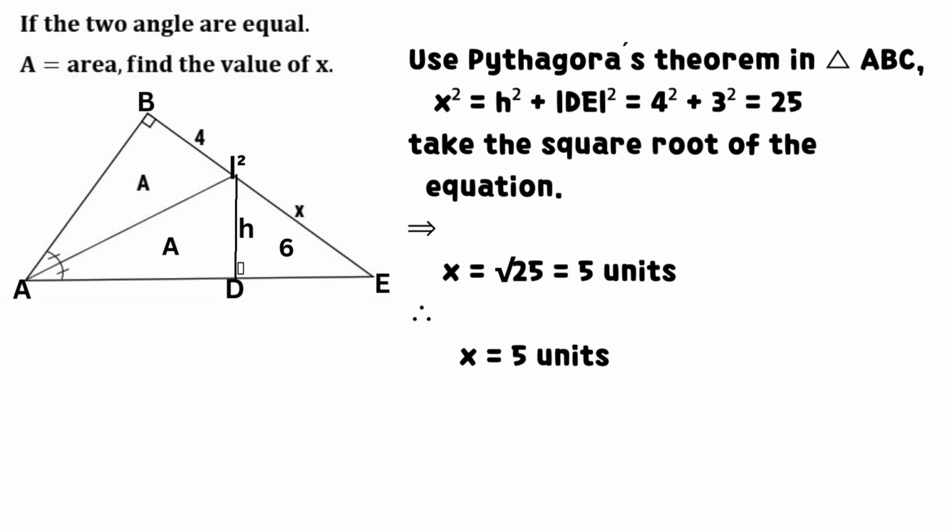Take the square root of the equation. It signifies that x equals the square root of 25, which equals 5 units. Therefore, x equals 5 units.